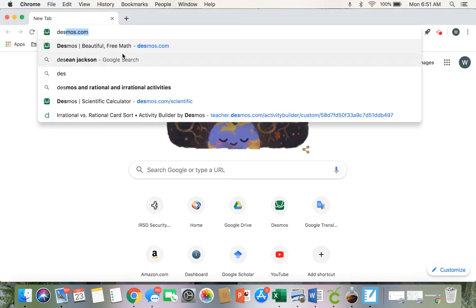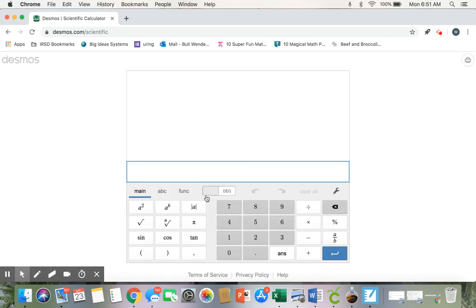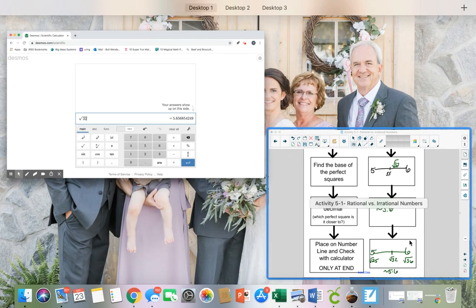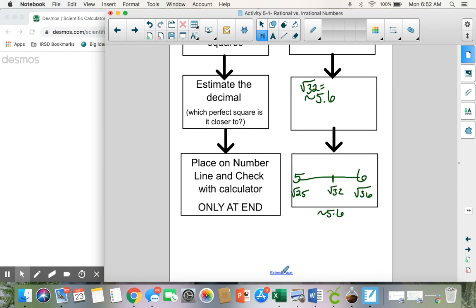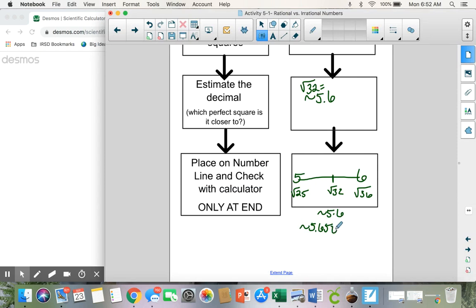So now I'm going to go into Desmos, and I'm going to go to the scientific calculator in Desmos, and I'm going to check my answer, square root of 32. Ooh, look, 5.656854249. And again, this goes on and on and on. So my estimate of approximately 5 6/10 was right on. The more approximate estimate would be 5.68542, and then it continues. But again, my estimate was pretty close based on that strategy.